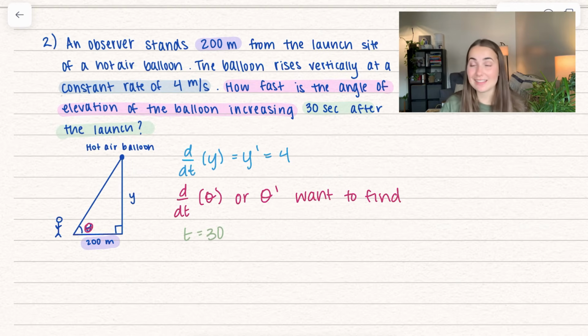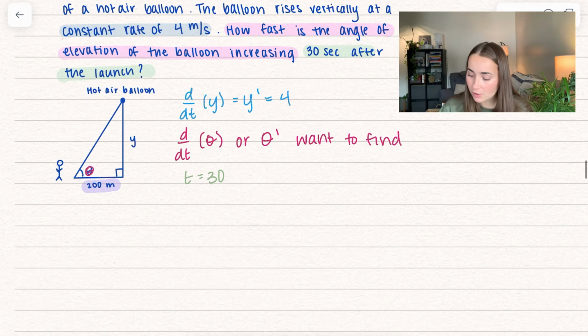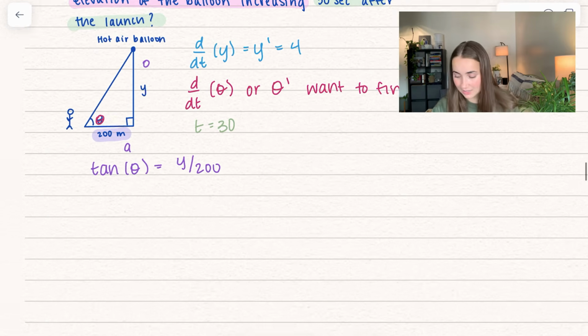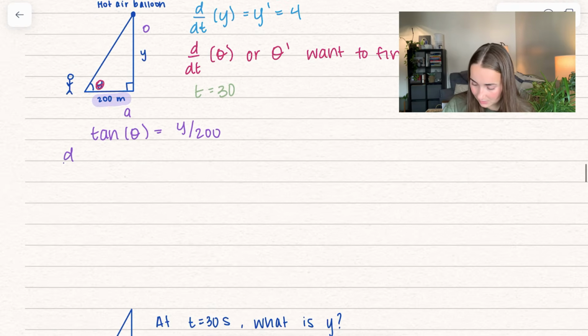Okay, so let's go ahead and think of an equation for a drawing. I know that I have the opposite and the adjacent legs of the angle. And if we remember SOHCAHTOA in terms of trigonometry, TOA is going to be tangent. So I'm going to write that out. We have tangent of theta is equal to opposite over adjacent, which is going to be y over 200. And so now let's go ahead and differentiate this. So I'm going to take the derivative of both sides in terms of t.